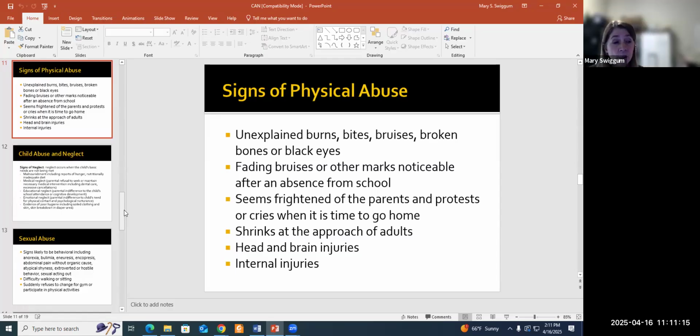We may see fading bruises or other marks that are noticeable after an absence from school, right? The caregiver may keep the child home while the bruise is really fresh. The child may seem frightened of the parents, protest or cry when it's time to go home. They may shrink at the approach of adults. We may see head injuries, brain injuries, and internal injuries.